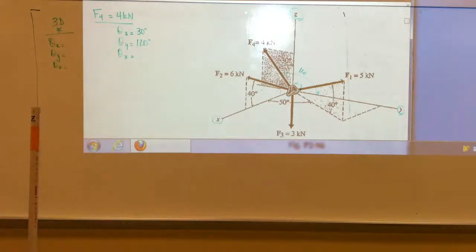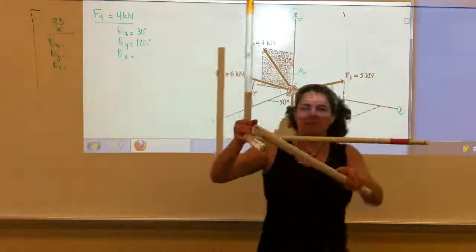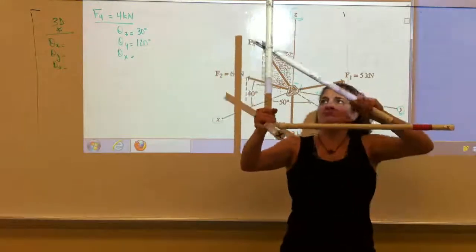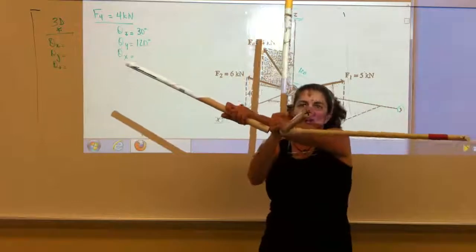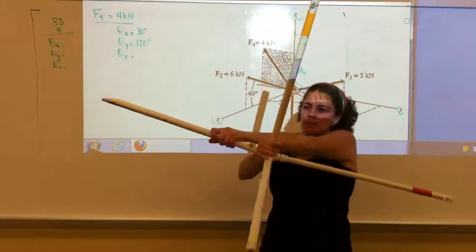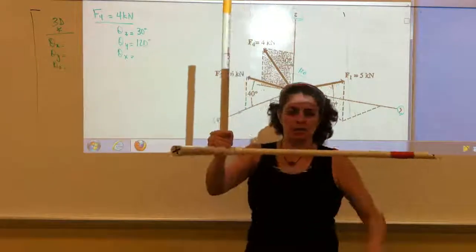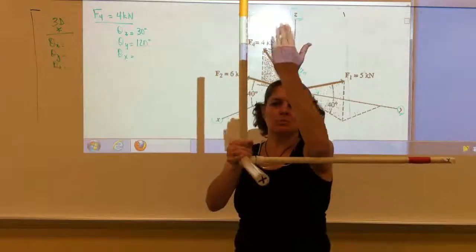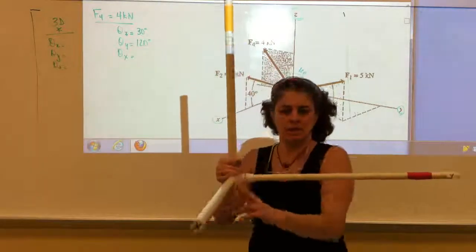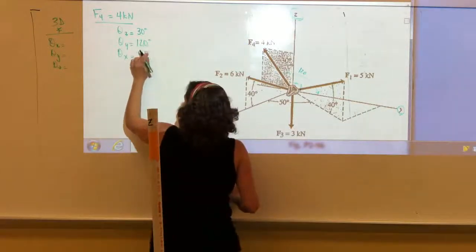How about theta x? If F4 lies on the YZ plane, what is its angle to the x-axis? So let's take out this guy again. Here's the x-axis, the y-axis, here's the z. The force is here. If the force lies on this plane, isn't it perpendicular to the x-axis? It's perpendicular to the x-axis because anything that lies on this YZ plane is perpendicular to the x-axis. So it gives you 90 degrees.